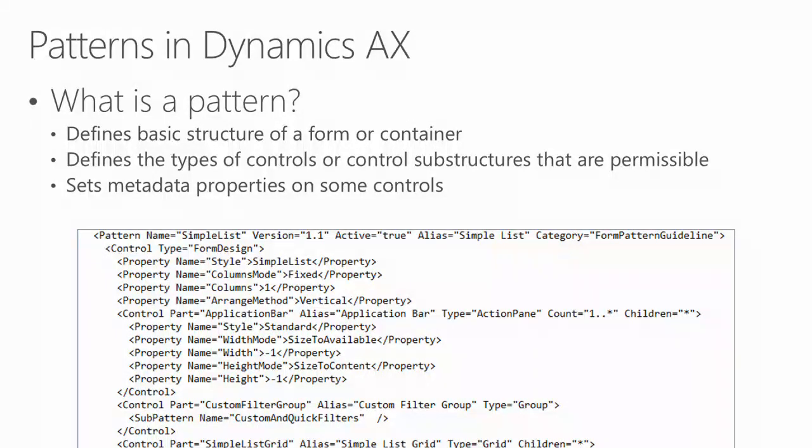So the bottom is an example. This isn't the format that you guys will see. This is the XML backend for the simplest pattern. So you can see there's some properties set on form design. Then there's an action pane underneath there. And you can see by the count property on the far right for you guys that there is one or more. So we can define how many of these controls can be in this container. And so this is kind of giving you a snapshot of what these patterns look like.